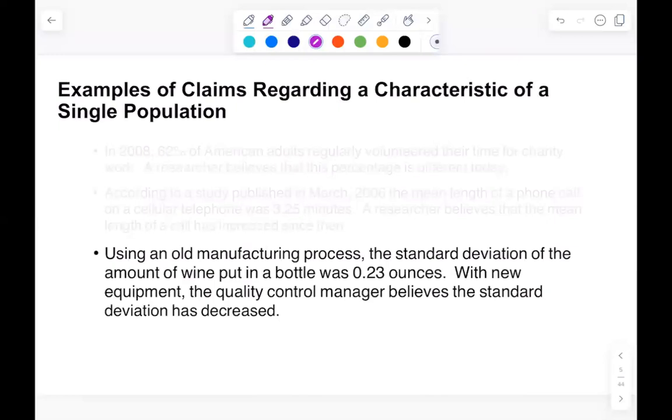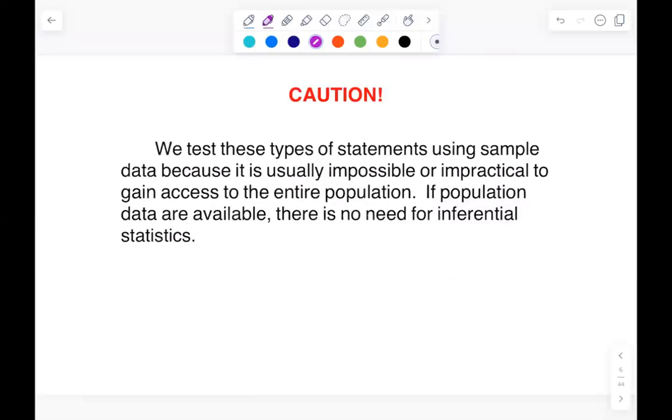Now we'll start talking about null and alternative hypotheses. First, with these types of statements, we use sample data because usually we can't access the entire population. If we had the population, we wouldn't need to make a hypothesis because we would just know. We would just be able to sample everything. But most of the time, it doesn't make sense to sample an entire population.